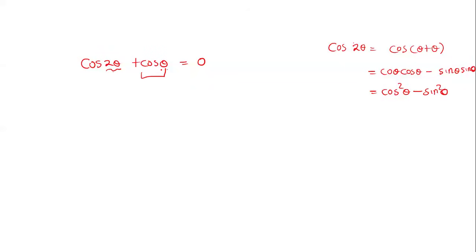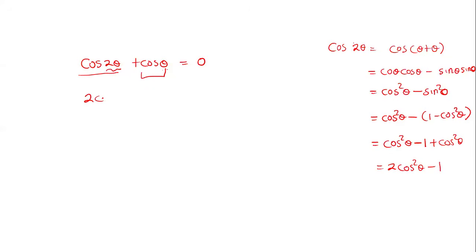Since this single angle is already in cos, express everything in terms of cos. So this means this is cos squared theta minus (1 minus cos squared theta), because sine squared theta is the same as 1 minus cos squared theta. So here you get cos squared theta minus 1 plus cos squared theta, and you end up with 2 cos squared theta minus 1. So that is what you are going to place here. You set 2 cos squared theta minus 1 plus cos theta equals 0. So you form your quadratic equation as 2 cos squared theta plus cos theta minus 1 equals 0, and then from here, you solve.